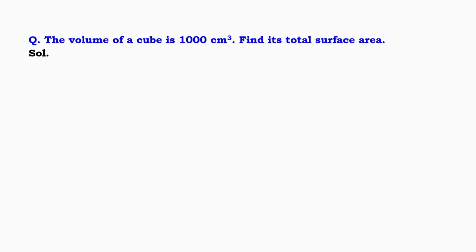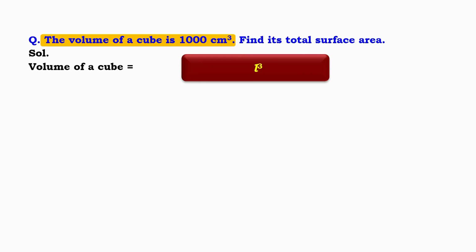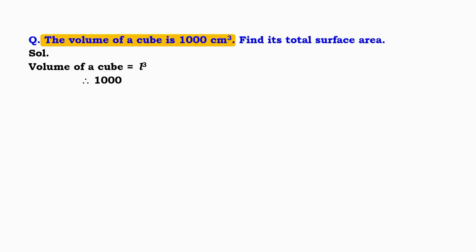Now the next problem: the volume of a cube is 1000 centimeter cube. Find its total surface area. So here the volume is given. What is the formula for volume? That is L cube. So the volume of the cube is L cube, that is equal to 1000. So L will be the cube root of 1000, that is equal to 10 centimeter.